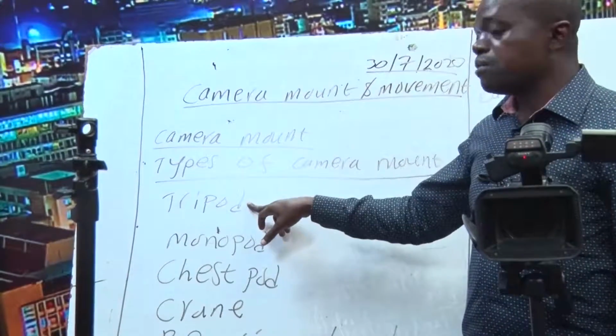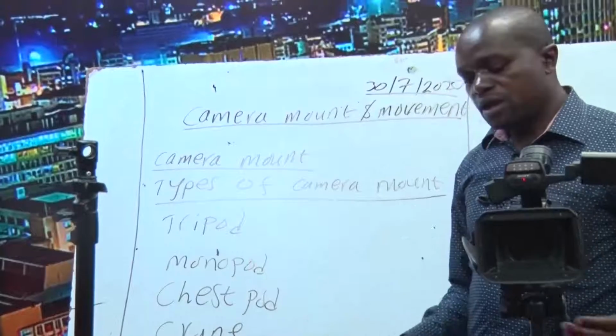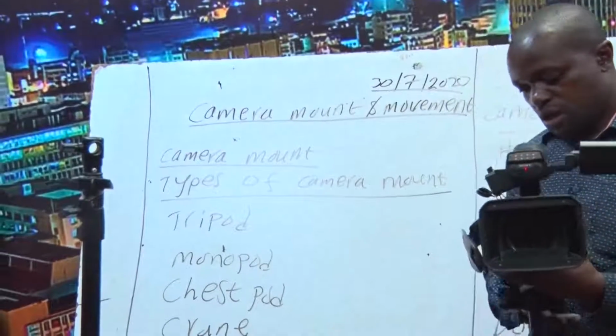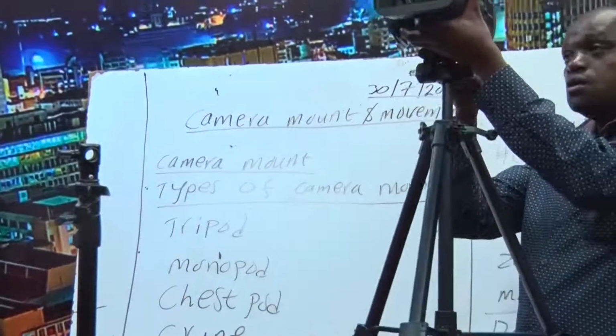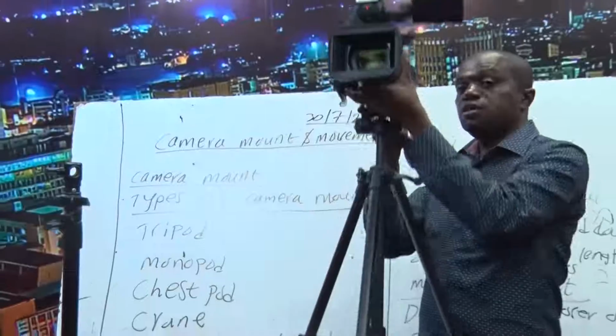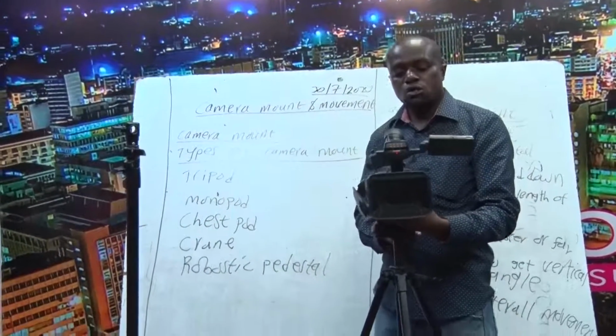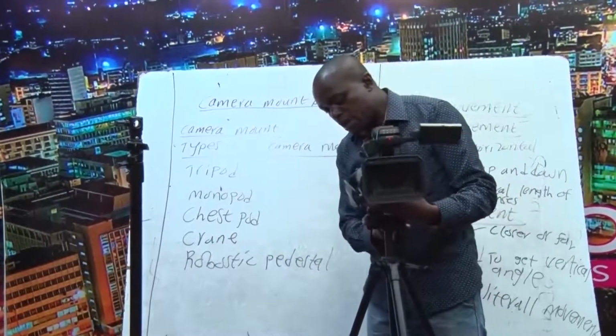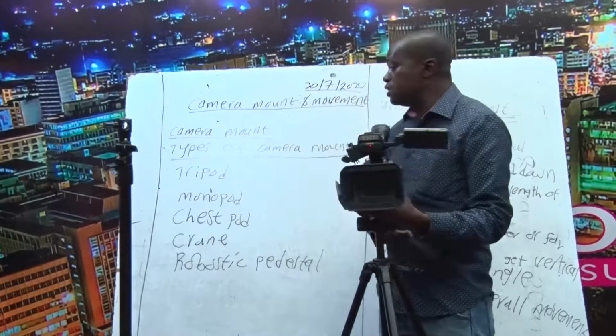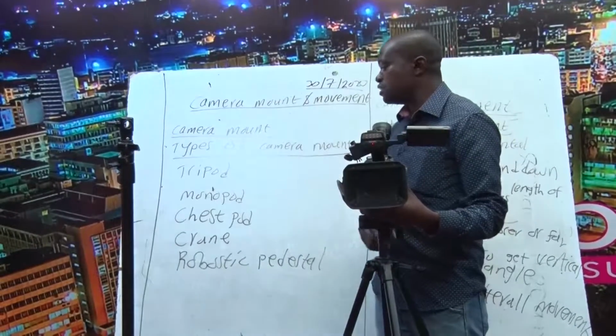You can either use a tripod. Tripod means it has a three-legged stand, like this one we are using here. This is what you call a tripod. It has 3 legs. So the main reason we are using it is to achieve stability of our shots and to communicate appropriate shots that communicate specific messages to our targeted audiences.